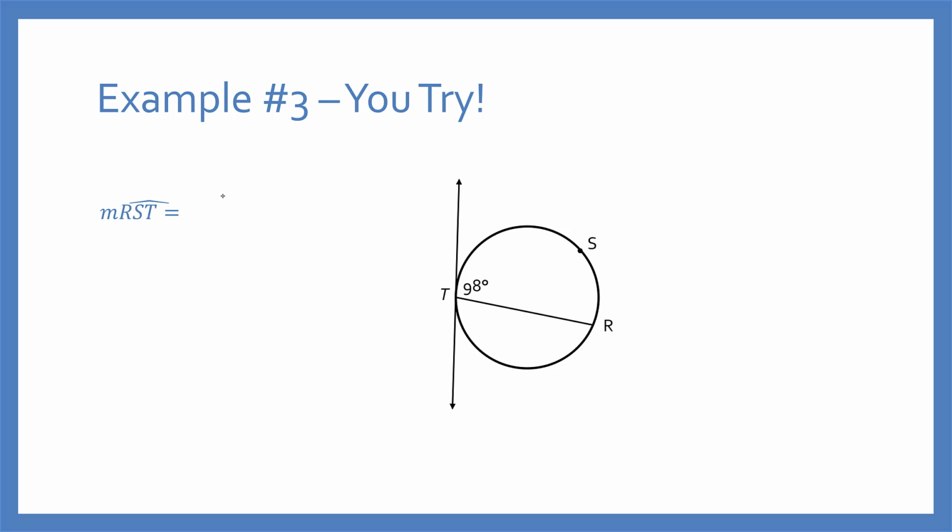Okay, you guys try this one out. Give yourself a moment, hit pause if you need to. Find the measure of arc RST. So this green arc here. Find that measure. Go ahead. Okay, so the arc is twice the angle. 98 times 2 is 196 degrees. Great job, guys. Keep it up.